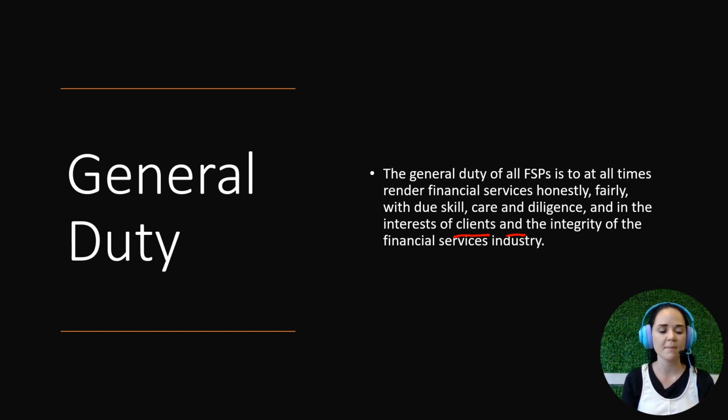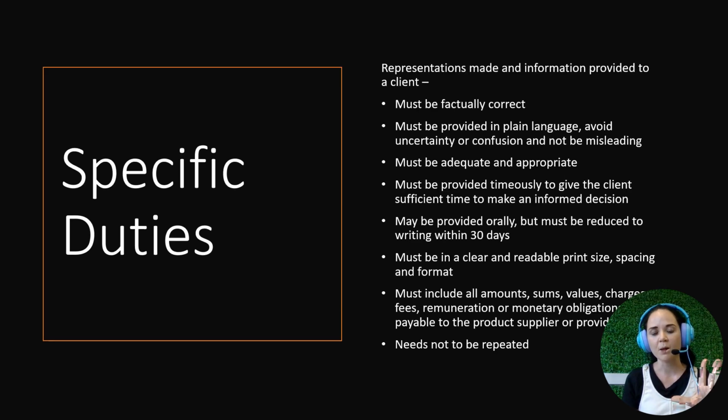Okay, so remember this sentence, memorize it like you would memorize a poem or a song. It's the general duty of all FSPs to render financial services honestly, fairly, with due skill, care, and diligence in the interest of clients and the integrity of the financial services industry. Now, this is beautiful. This general duty is stunning. How do we get to it? We get to the general duty by complying with the specific duties. Still an easy part of the code of conduct because it tells you this is what you must do.